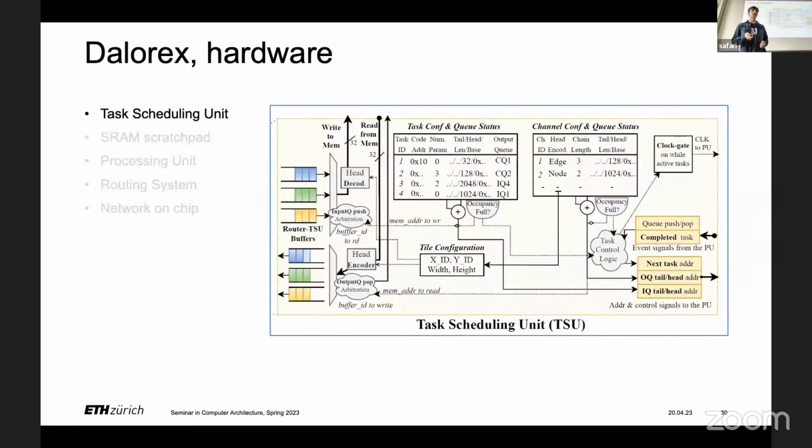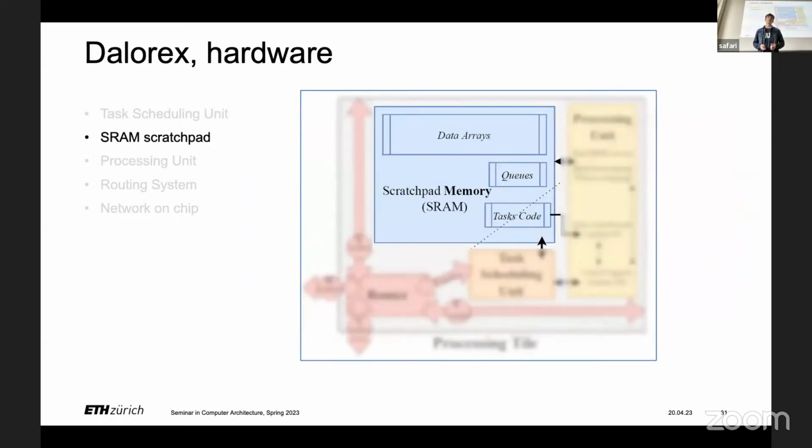So, starting with the task scheduling unit, it is the most important part of the Dalorex hardware. It is, let's say, the brain, because it decides which task is going to be performed on the processing unit. Then, presenting you the memory system, we have the SRAM scratchpad.